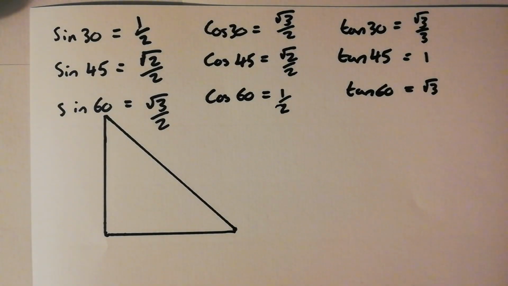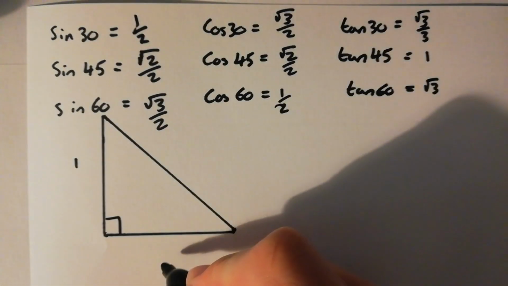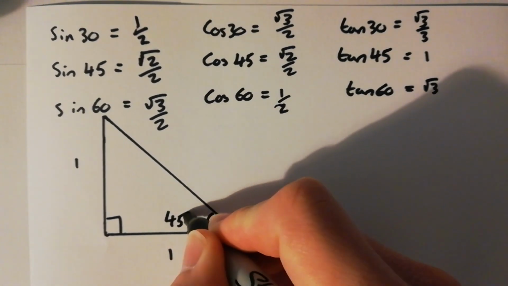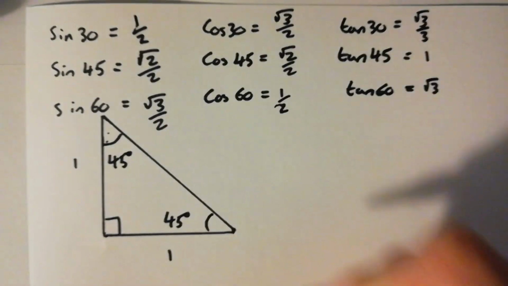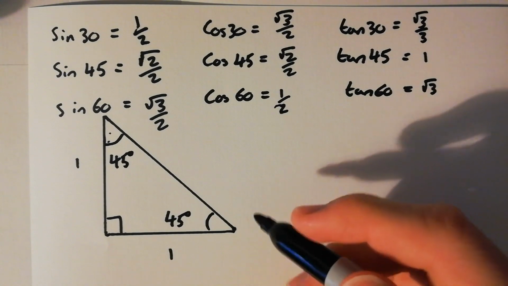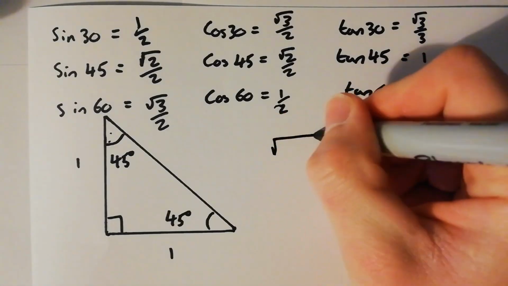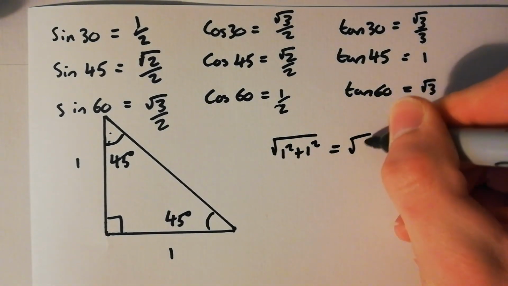Now, if you draw a right-angled triangle with side length 1 and angles of 45 degrees inside, you can work out the length of the longest side, the hypotenuse, using Pythagoras' theorem. So it will be the square root of 1 squared plus 1 squared, which equals the square root of 2.